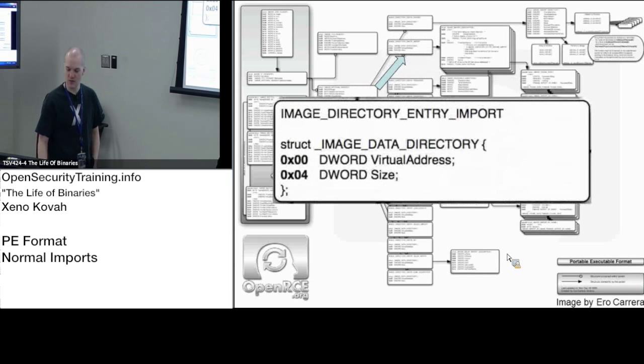All right, so from the optional header to the data directory, this is our first place where we're digging into the data directory. So this is index one in the data directory. It's called image directory entry import. And I said that every single entry in the data directory is the same. They're all just an RVA and a size. So it's trying to tell you, here's the RVA of the data structure that has import information in it, and then here's the size of that data structure.